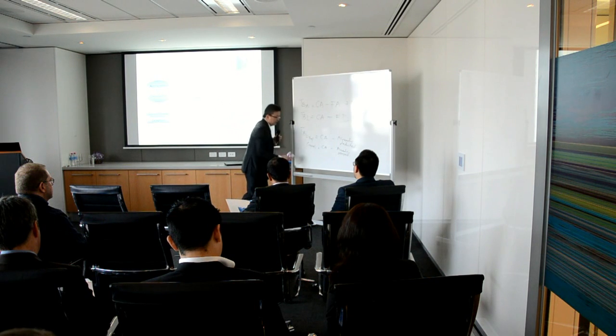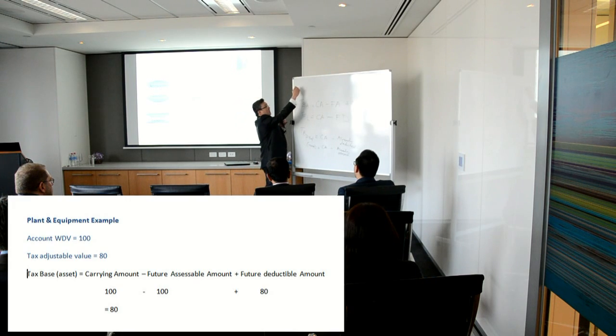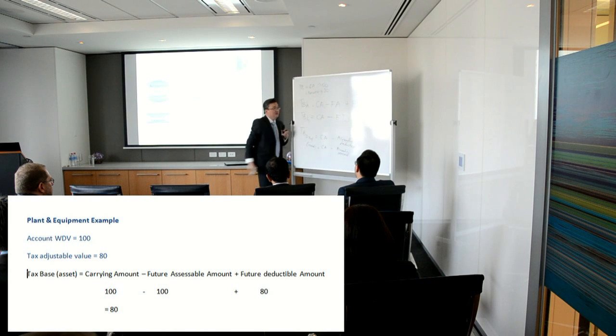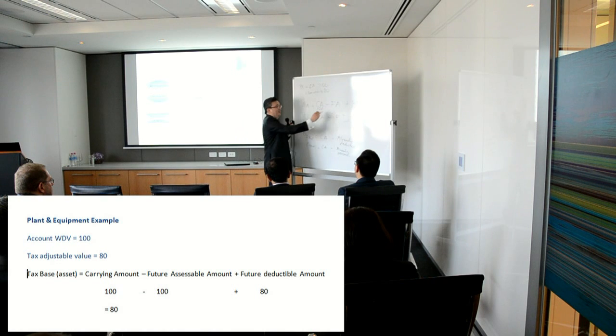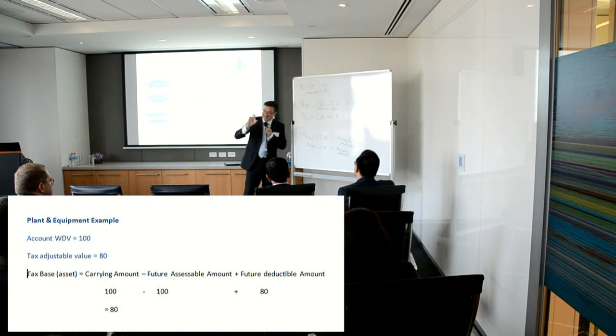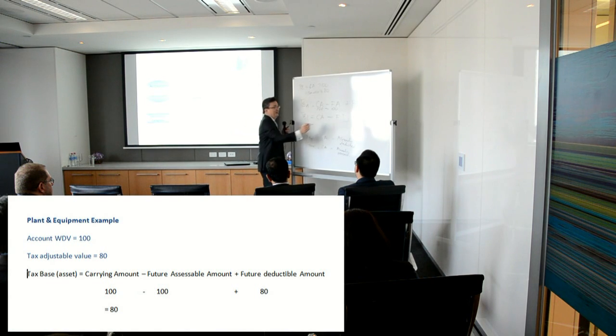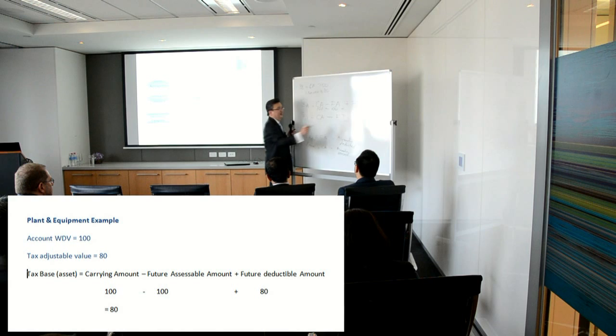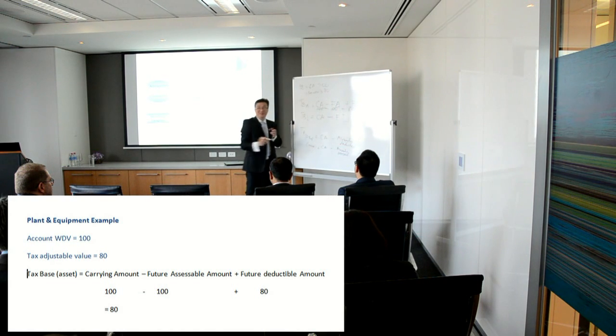So let's look at an example. Let's say you have plant and equipment with a carrying amount of 100 and a tax written down value of 80. So we use the formula. The carrying amount of the asset is 100. You're going to make money of 100 always. The standard says assume that's the case all the time. And the future deduction that you're going to get from that asset would be 80. Okay, so the tax base is 80.